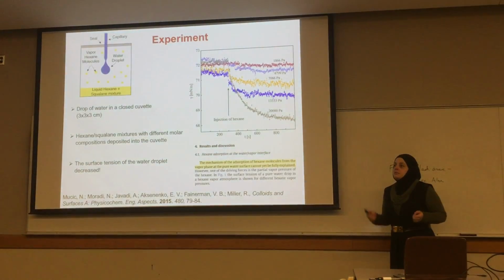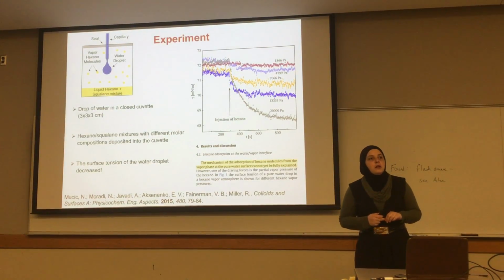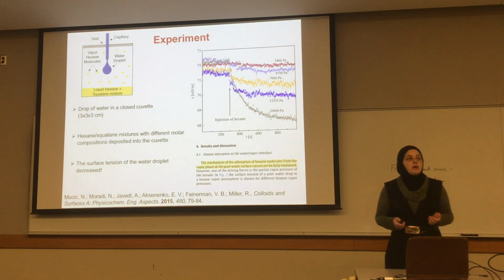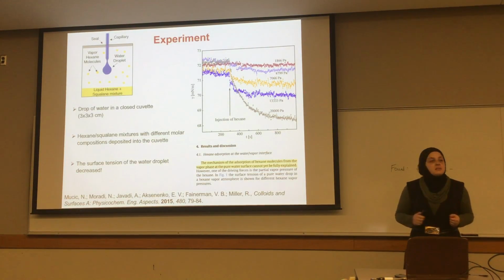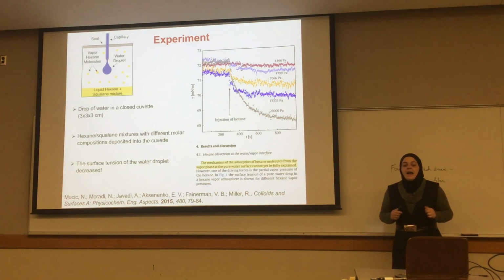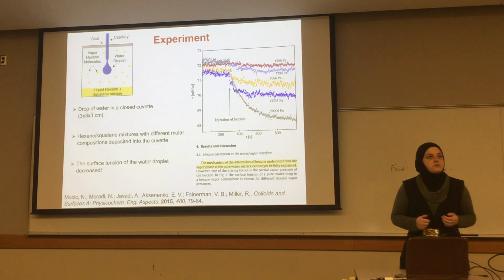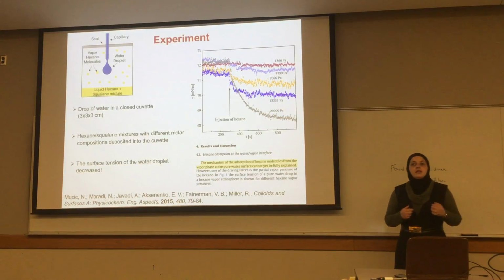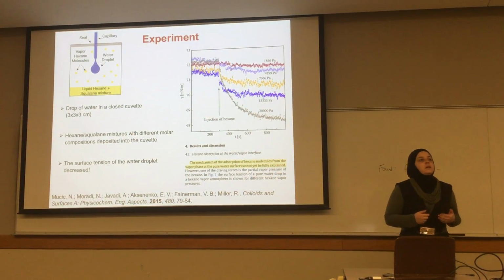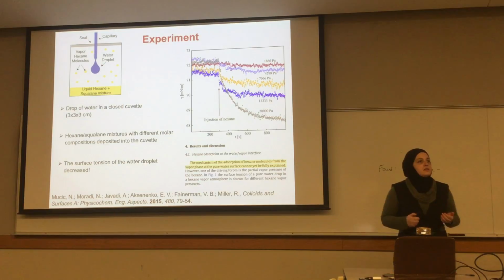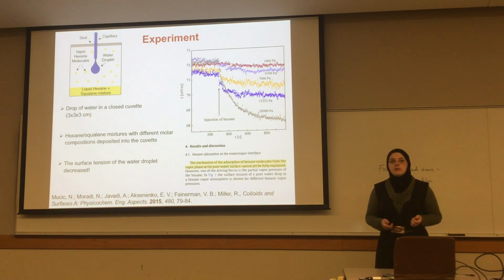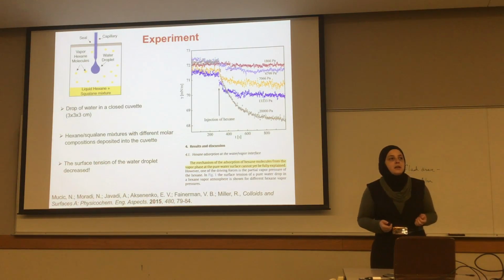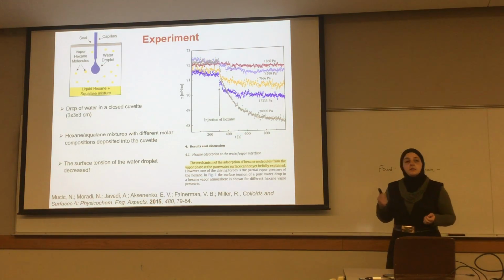Okay, so how did we come about the study that I'll be presenting to you today? Well, a group, I think it was the Max Planck Institute, Musek et al., accidentally came across an interesting result, at least to them it was interesting. When they were running a water droplet experiment, they left a little bit of hexane and squalene mixture at the bottom of the cuvette, and they saw that the surface tension of water decreased. And that was interesting to them. Why would the vapor of hexane interact with the water droplet?